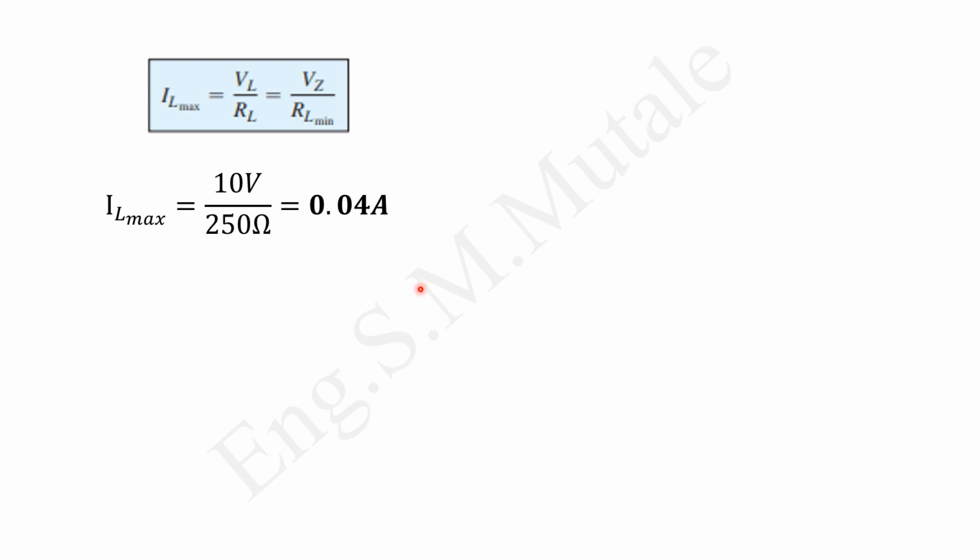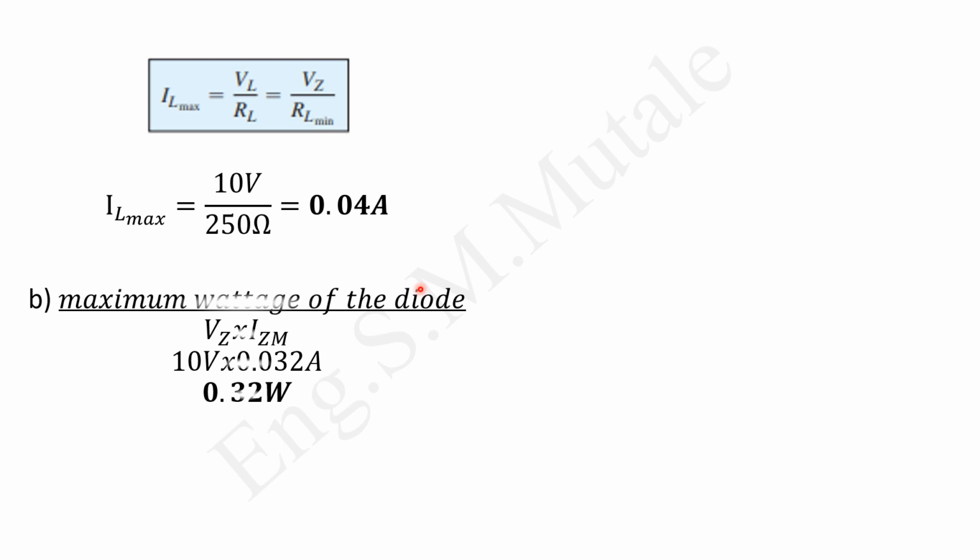And then the B part is saying we calculate the maximum wattage of the diode, which is basically the Zener voltage times the current on the Zener. These we have in the circuit. When you substitute, we get that.